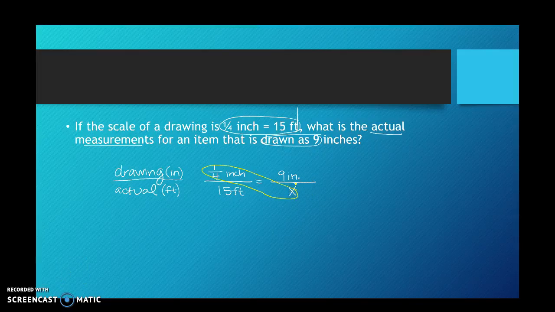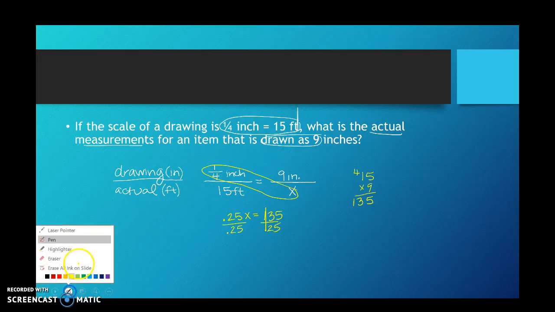You guys don't like fractions, so can we change it to decimal? 1/4 is like 25 cents, so 0.25. 0.25x equals 9 times 15. 9 times 5 is 45. 9 plus 4 is 13. So 135. You always divide by the number directly next to x. I don't know why it keeps doing that. Sorry. There we go.